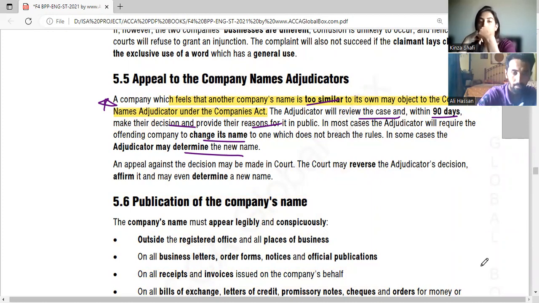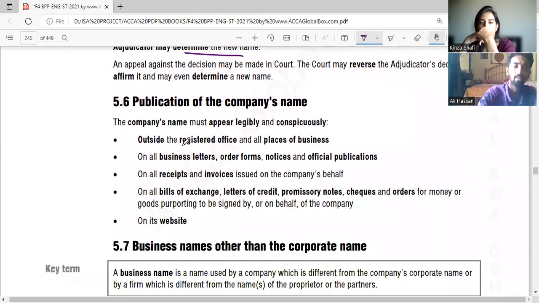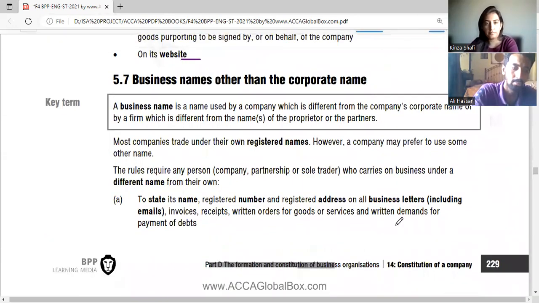ओके जी, आगे बढ़ते हैं. पब्लिकेशन ऑफ द कंपनीज नेम. पब्लिश भी होगा, जाहिर है रजिस्टर्ड ऑफिस में भी पता चलेगा, बिजनेस लेटर्स में भी आएगा, रसीदें, इनवॉइसेस, बिल्स ऑफ एक्सचेंज, वेबसाइट, हर जगह नाम चेंज होगा. बिजनेस नेम्स अदर देन द कॉर्पोरेट नेम. कॉर्पोरेट नामों के अलावा कोई और बिजनेस नेम्स क्या हो सकते हैं?